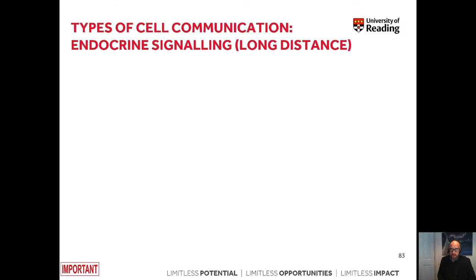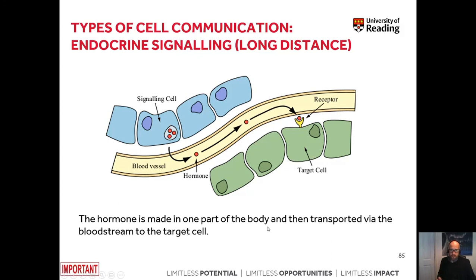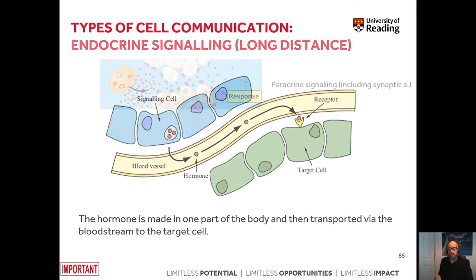Right. The last type of cell communication is the so-called endocrine signaling, and this occurs over very, very long distances. Here, a transmitting cell secretes hormones in one part of the body, and those hormones are then transported to the target cell via the bloodstream. And this type of cell signaling can actually occur over very, very long distances. Again, some hormones are produced in the brain, but received in the periphery of the body.